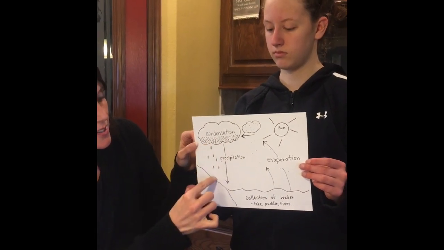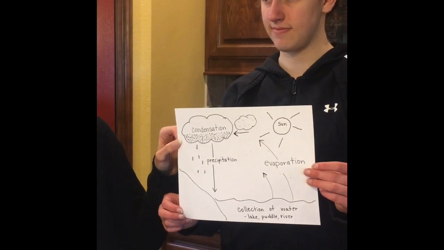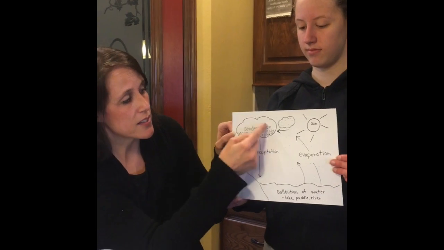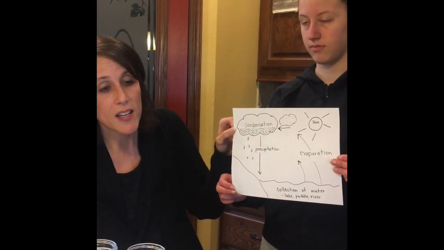It actually rains. And that big weather word is called precipitation. Can you say that? Precipitation. And so that's what happens when this condenses so much that it gets so heavy, the water comes out of the cloud and rain happens.